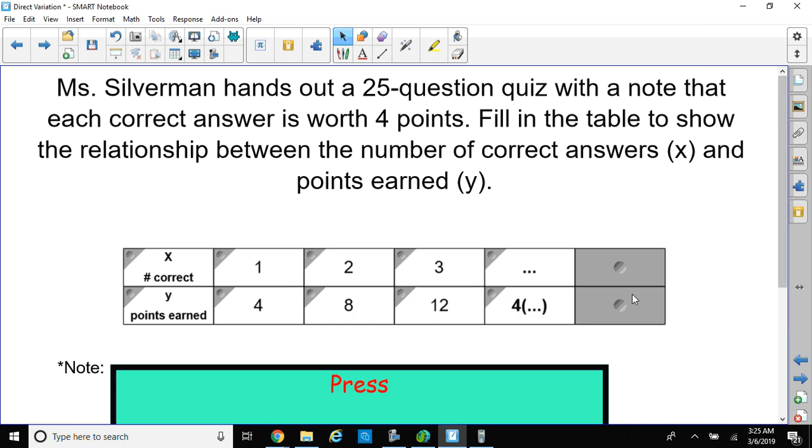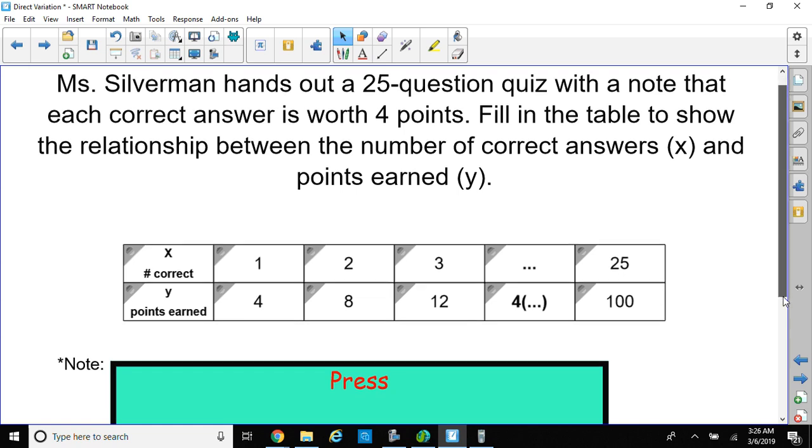Okay. What if we had backwards? If I gave you points earned, got 100. So how many questions did you get right? And if you said all of them, which is 25, because each one is 4 points, I would just take 100 and divide it by 4. That would give me the number of questions right. So that was a good little table.